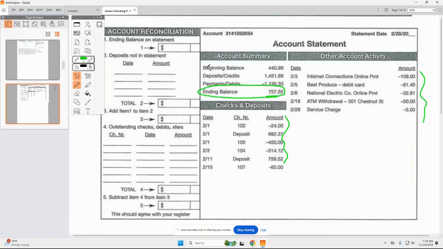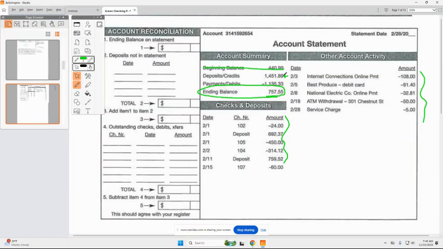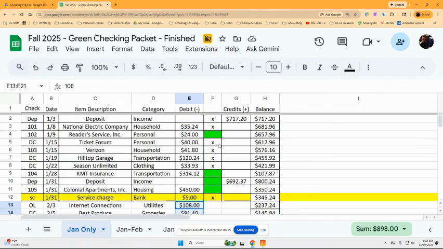The bank thought we had a beginning balance of $440.99. They thought we made $1,400 in deposits. Well, we only made a $759 deposit, so it must be taking into account stuff that was missing last month. It thinks we spent about $1,100. Well, we spent a little bit less than that this month, so they must be dealing with some transactions back here as well.